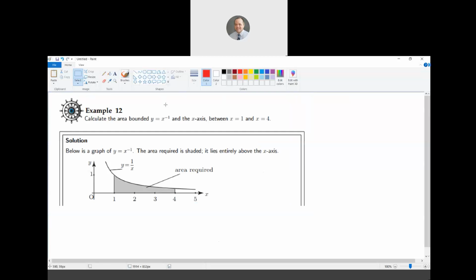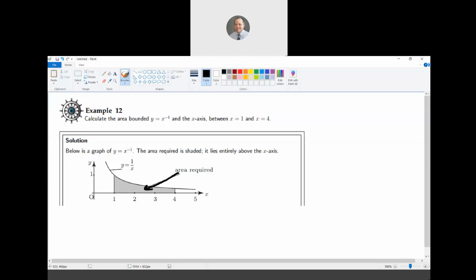All right, this example: calculate the area bounded by y equal to x to the negative 1 power and the x-axis between x equal to 1 and x equal to 4. Y equal to x to the negative 1 power is the same thing as 1 over x. And again, if the graph is not provided for you, plug it into Desmos. So this is the area that we are trying to find.